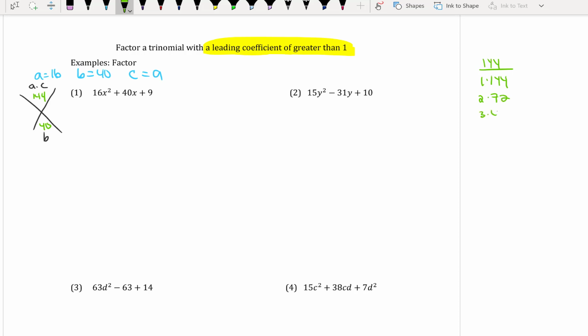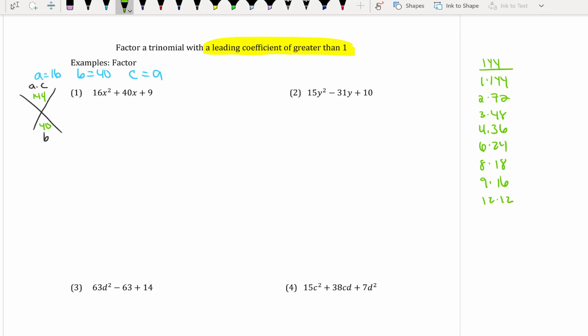I know 3 times 48 also works. I know that 4 times 36 also works. I also know that 6 times 24 also works. And I also know that 8 times 18 also works. I also know that 9 times 16 also works. And I also have my 12 times my 12. So those are going to be all of the different factors that multiply together to give me 144.